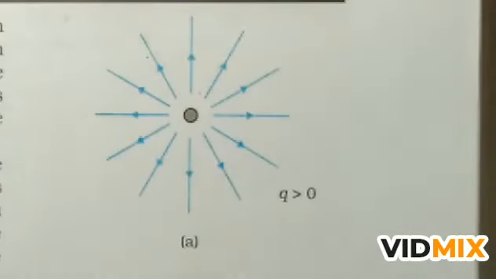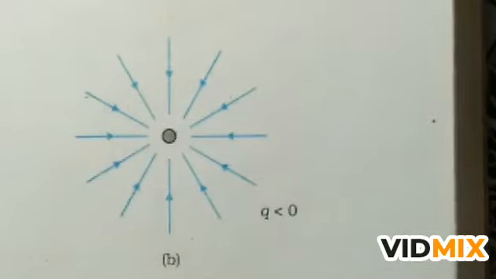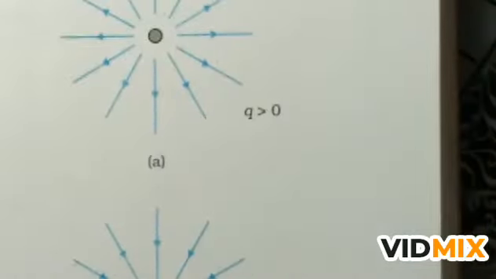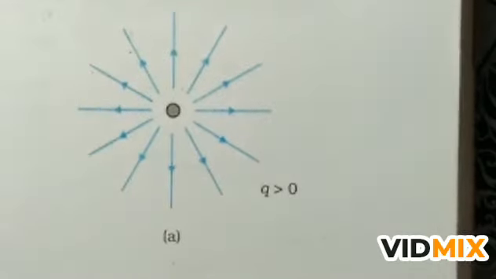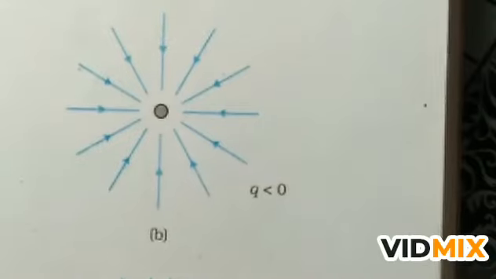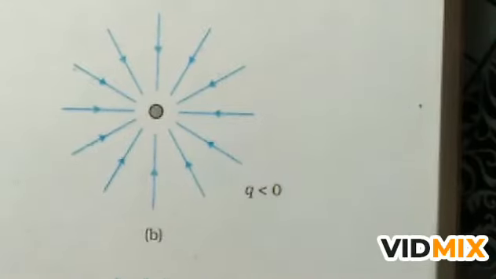So in this figure, the electric field lines for a single positive charge are radially outward, and for a single negative charge, if you see the diagram, the field is inward. That is, Q is less than 0 here, and here Q is more than 0. Q more than 0 means the charge is positive, and Q less than 0 means the charge is negative. For a negative charge, the electric field lines are radially inward.